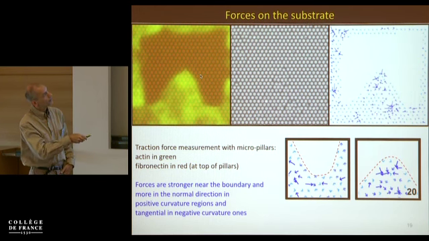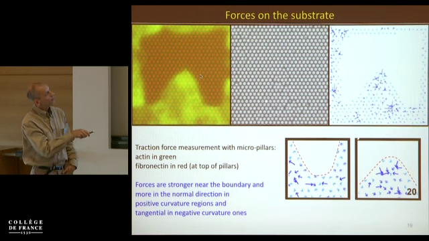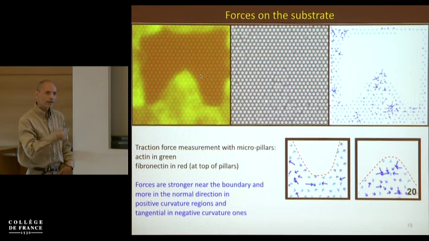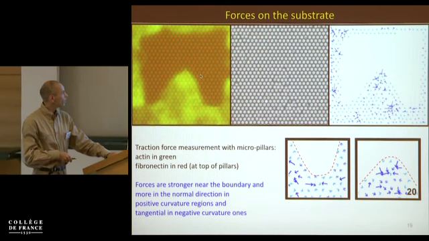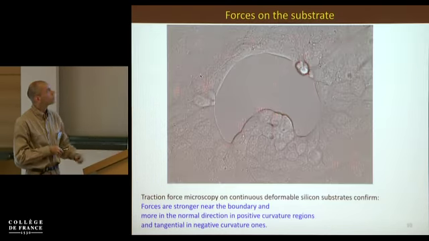And by doing this, you can measure the forces that are exerted by the cells over a long time on the pillars. And again, you see that they are essentially tangential or mainly tangential in negative curvature areas, and mainly normal in positive curvature ones. So again, this confirms what we are putting into the model.